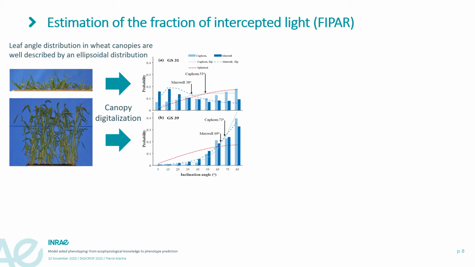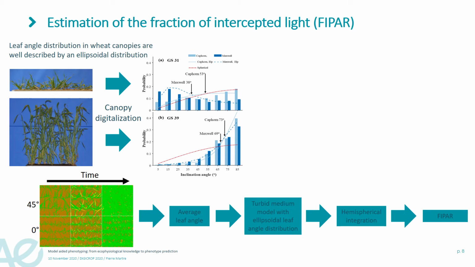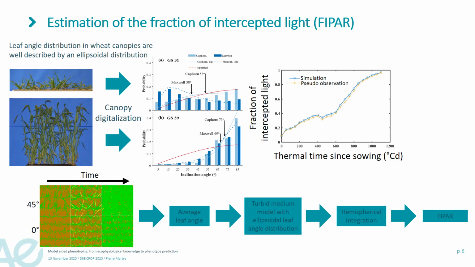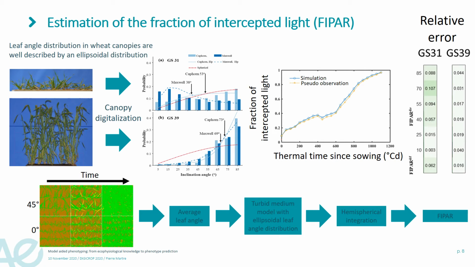A key parameter of this model is the average leaf angle, which can be estimated from D3P using imagery at 0 and 45 degrees. And so with this estimation of the average leaf angle, we can use it as input of a turbid medium model with ellipsoidal leaf angle distribution to estimate the fraction of intercepted PAR with a good accuracy, both for direct PAR in different directions, different angles, and also for diffuse PAR.